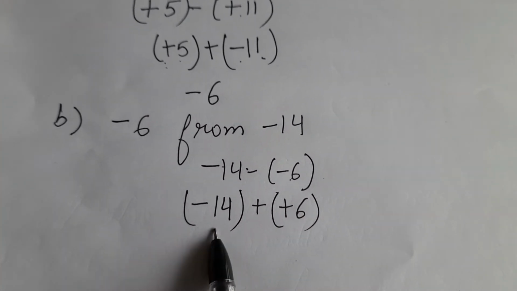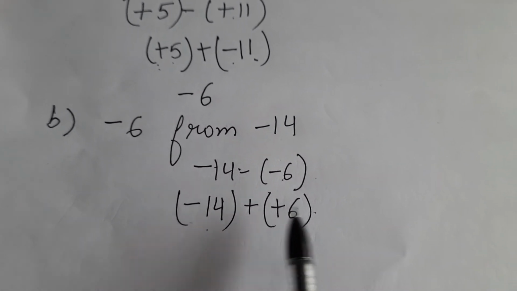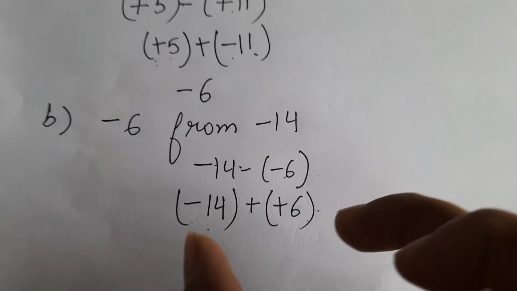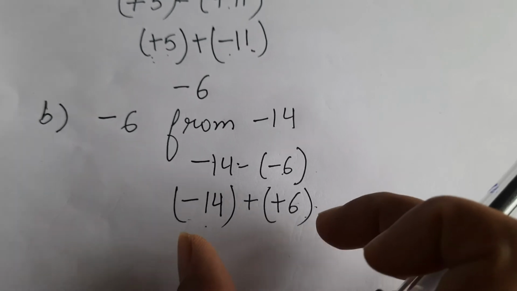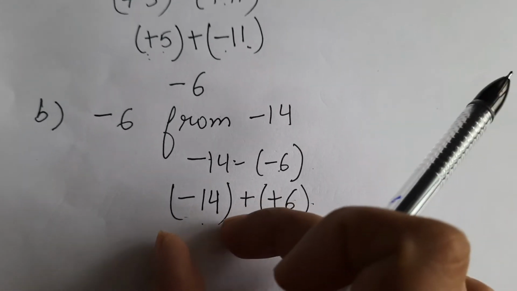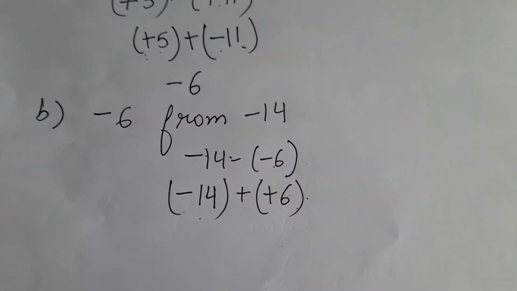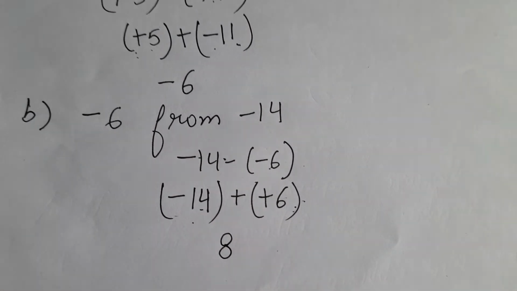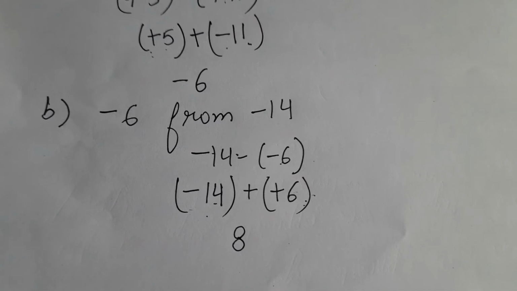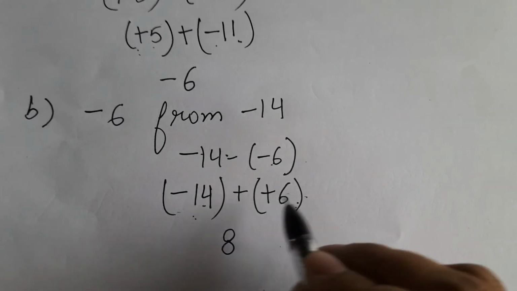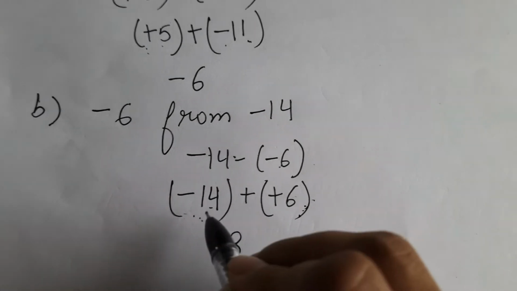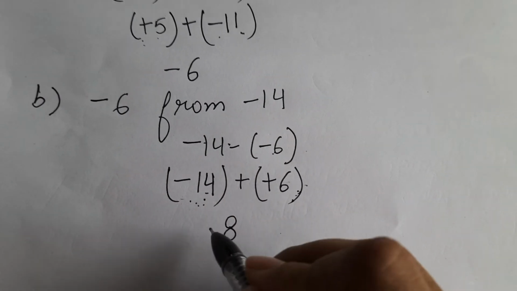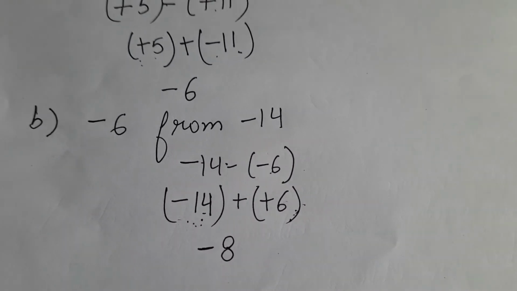Okay. The number to be subtracted changes its sign and we add the integers. Now you can see from here both the integers have opposite signs, and in addition when the integers have opposite signs then we subtract the integers and the sign will be of the integer whose absolute value is greater. So first of all we will subtract 14 and 6 and we will get 8. Now which integer has greater absolute value? 14 has greater absolute value and 14 has minus sign, so your answer will be minus 8.